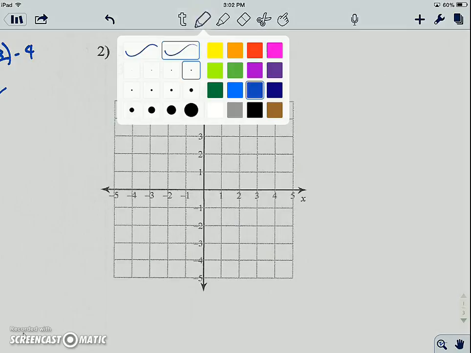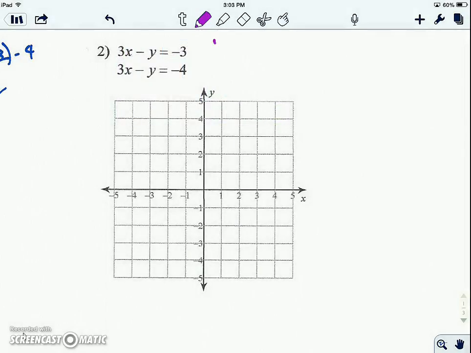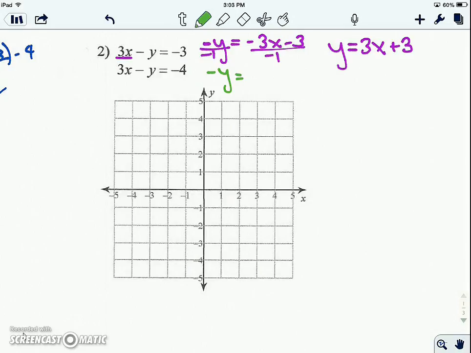Okay. Version number 2 would be to graph it in standard form. And so first we have to set it to y equals. So this one becomes -y equals -3x minus 3. I basically moved this over here. And I'm going to divide everything by a -1. And so I get y equals 3x plus 3. For the other one, I'm going to get -y equals -3x minus 4. So times everything by a -1, and I get y equals 3x plus 4.